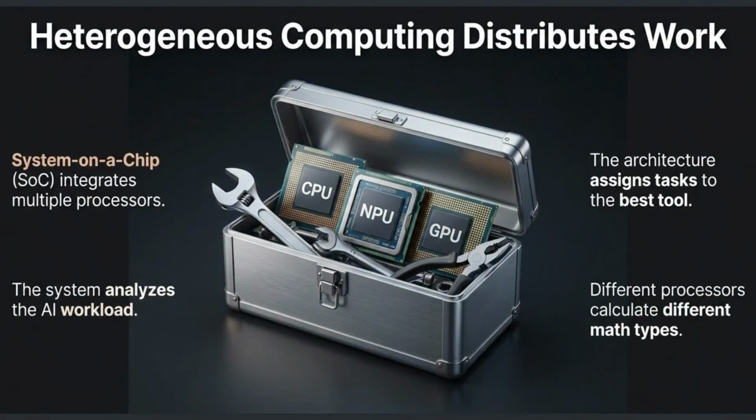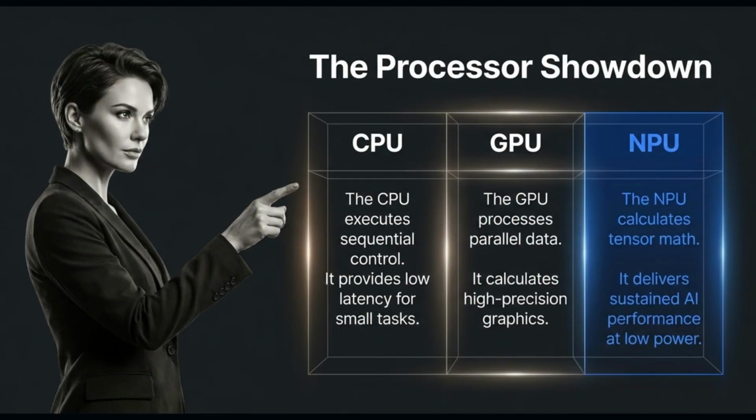To overcome this, systems use heterogeneous computing. A system on a chip, or SoC, integrates multiple specialized processors, allowing the system to intelligently assign tasks to the best tool for the job. In this processor showdown, the CPU handles sequential control, the GPU manages parallel data for graphics, and the NPU delivers the specialized, power-efficient performance needed for artificial intelligence.